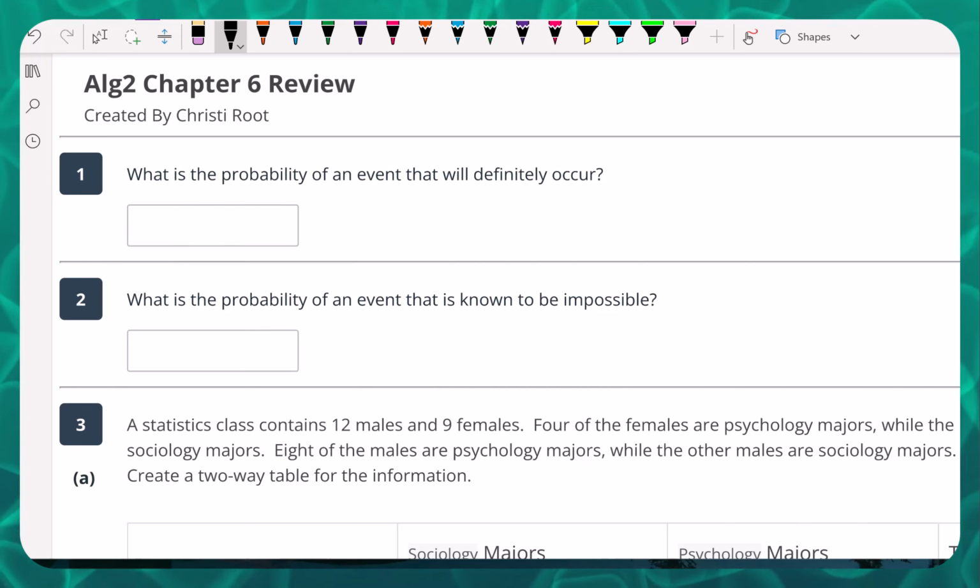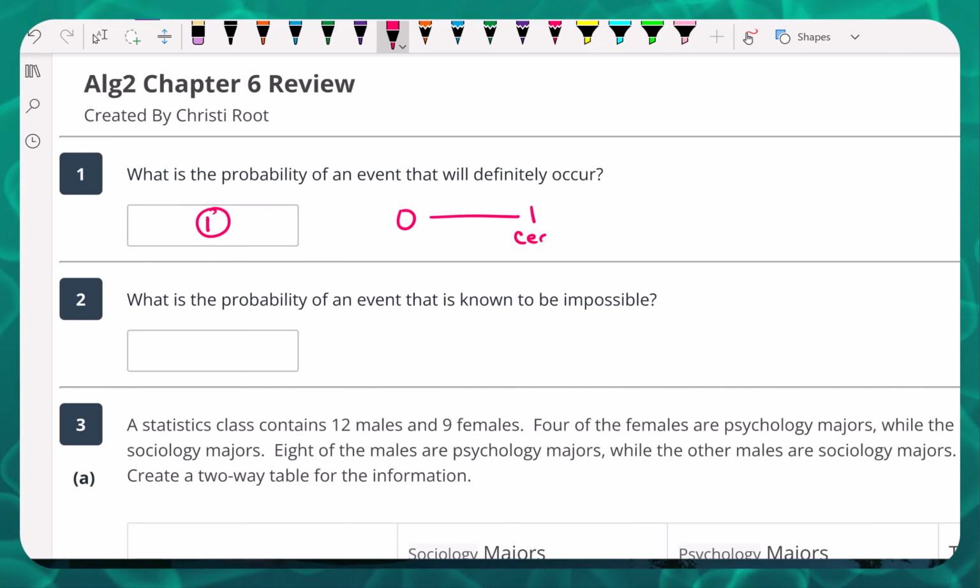So question number 1 asks, what's the probability of an event that will definitely occur? Well, that is going to be 1. The reason is that probability is a scale between 0 and 1: certain to occur and never going to happen.